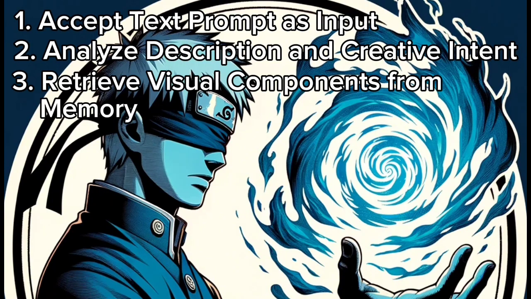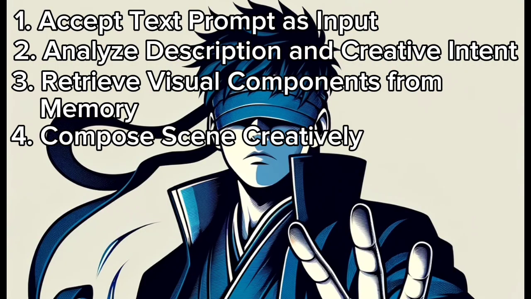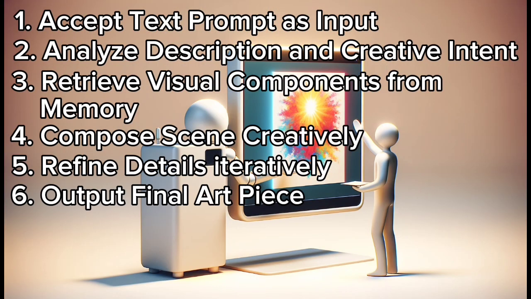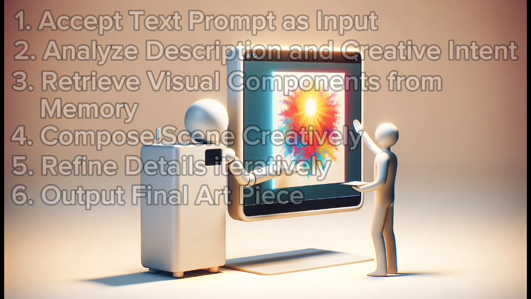3. Retrieve visual components from memory. Pull colors, textures, objects and database matching keywords. 4. Compose scene creatively. Combine and transform retrieved components to match description. 5. Refine details iteratively. Sharpen shapes, set lighting and contrast for realism. 6. Output final art piece, a cohesive artistic rendering transforming the unique idea into pixels.